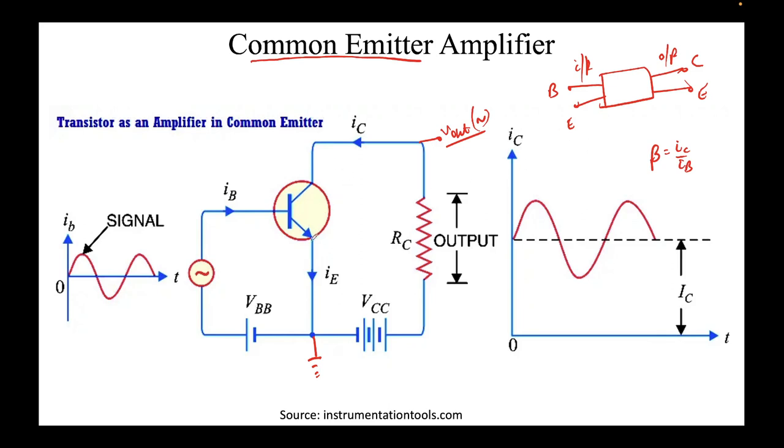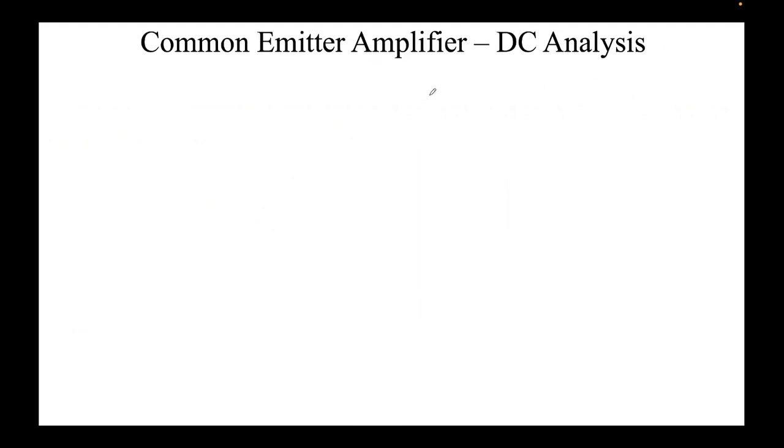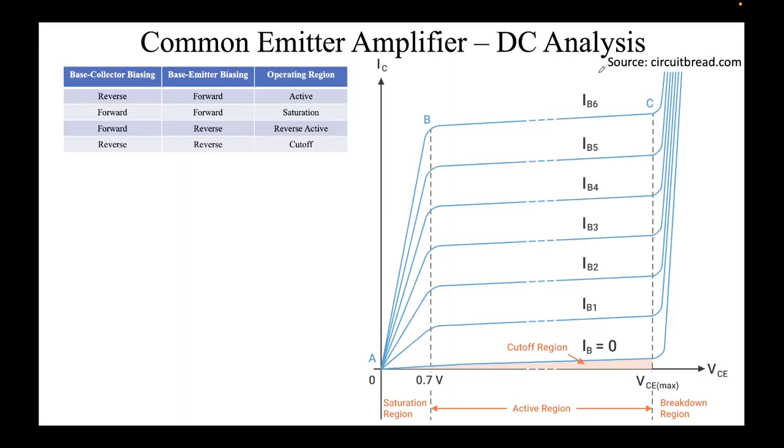Now I'll try to break it into two parts, the DC part and the AC part. Let's first discuss the DC part, because it's only this analysis that will determine whether it will even behave as an amplifier or not. You can see on your screens that this is the output waveform, also known as the output characteristic of a BJT.